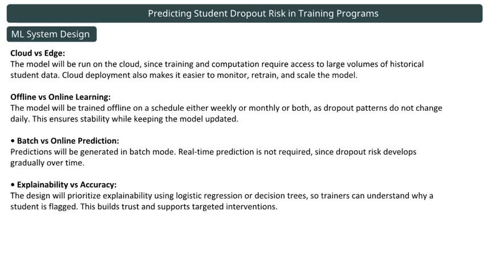ML system design. We are going to go with cloud and not edge since it needs access to large volumes of historical student data and must be easy to monitor and retrain. Training will be offline, either weekly or monthly, as dropout patterns don't change daily. Predictions will be generated in batch mode, since real-time prediction is not required. Finally, the design will prioritize explainability over raw accuracy so the trainers can understand why a student is flagged, which builds trust and supports targeted interventions.